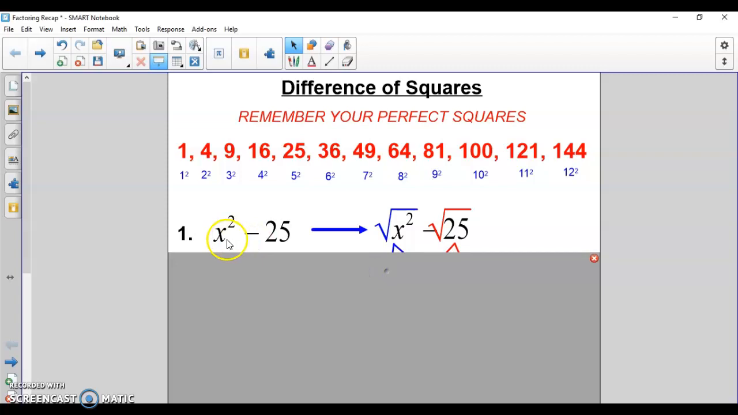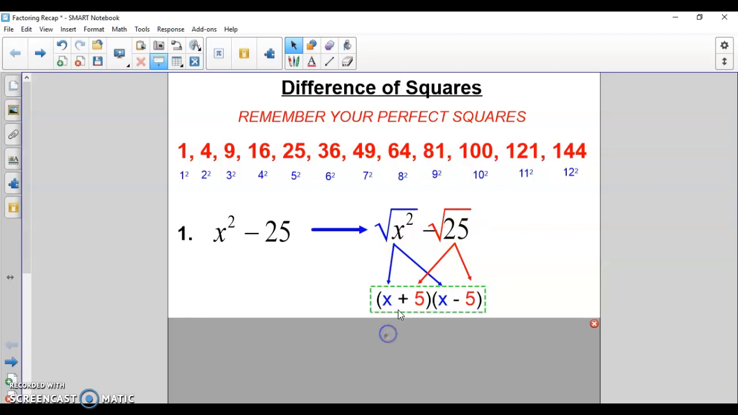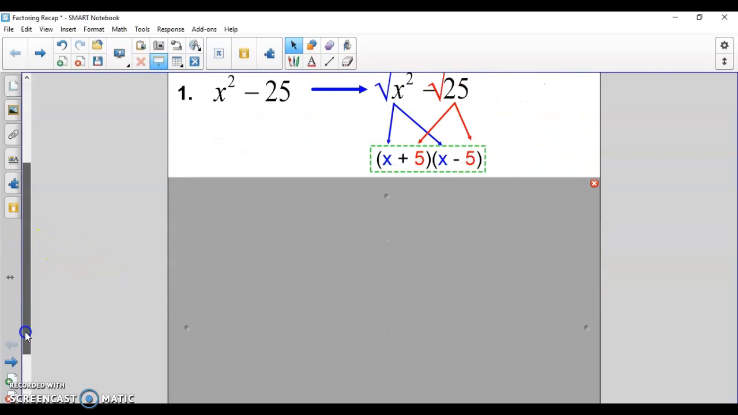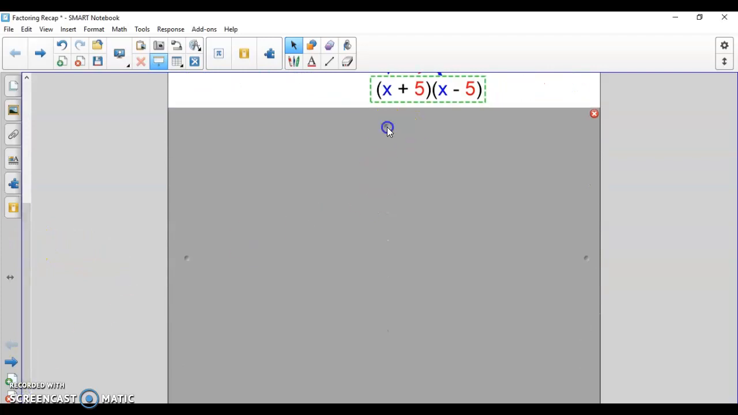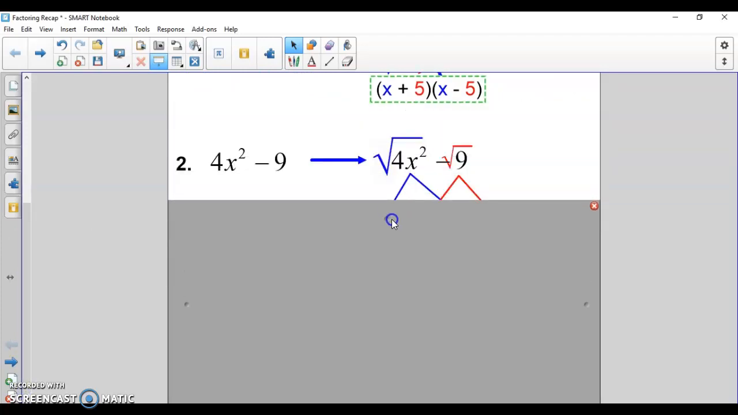Remember these, x squared minus 25. Basically just take the square root of x, square root of 25, and put them into each set of parentheses. X plus 5, x minus 5. One's a plus, one's a minus. That's it. That's all it's going to be. I'm not going to throw in any greatest common factors or anything like that this week. It should be pretty simple.